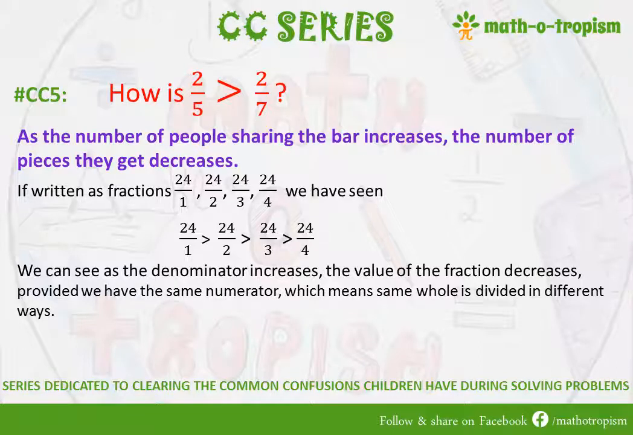What do you mean by same numerator? The same thing is divided in different ways. If I take 2 by 5 and 2 by 7, I can see that 2 is going to be divided among 5, or 2 is going to be divided among 7. As we have seen earlier, the smaller the number, you will get a bigger share. So 2 by 5 will be greater than 2 by 7.